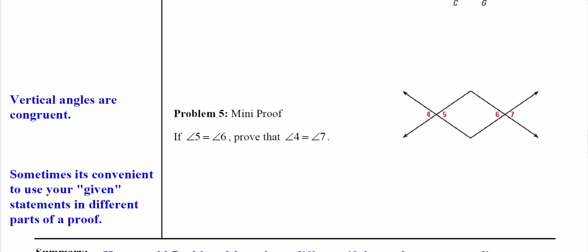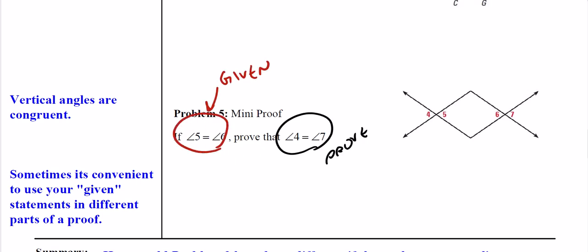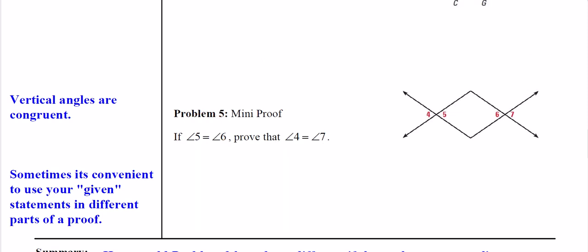Problem 5's proof I'm going to do a very unique way, and you could do this proof in different ways as well. And I would challenge you to consider that. So this is what we've been given, and this is what we're proving. And if we study this diagram, you're going to see that these are vertical angles and these are vertical angles.